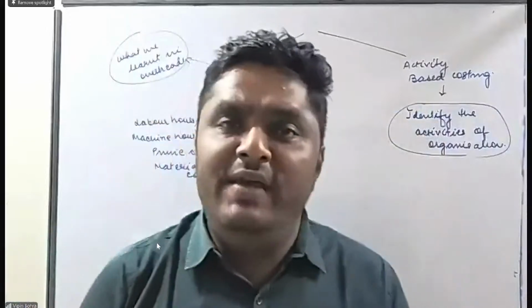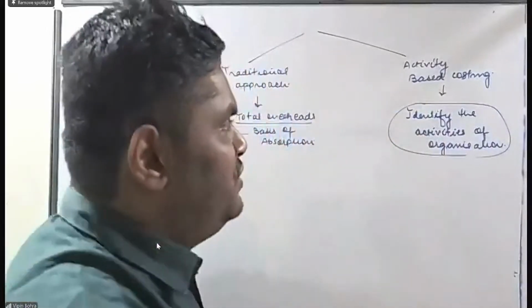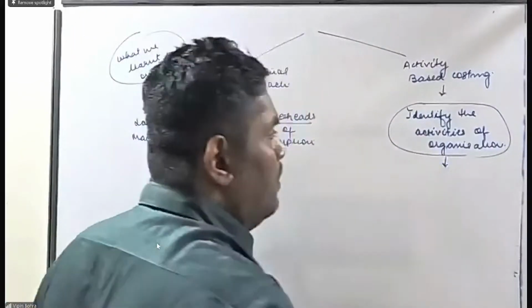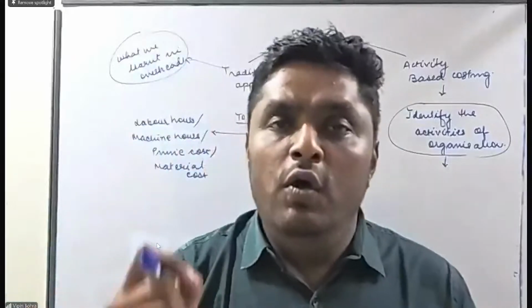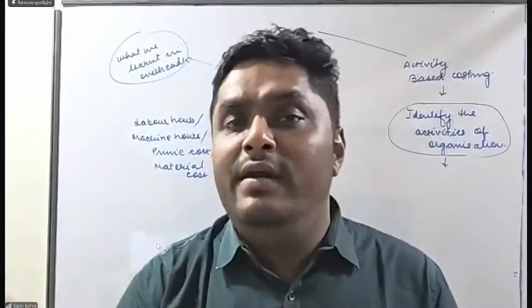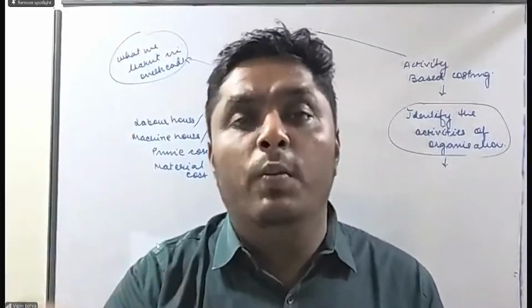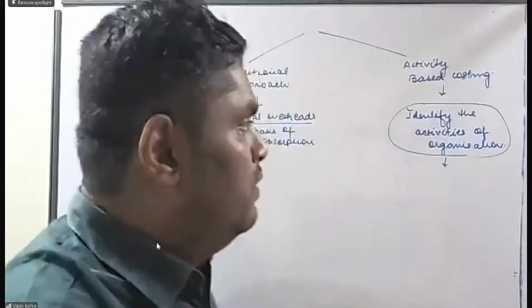First identify the various activities of the organization. Thereafter, whatever the costs that are incurred relating to an activity will be grouped together to form a cost pool.